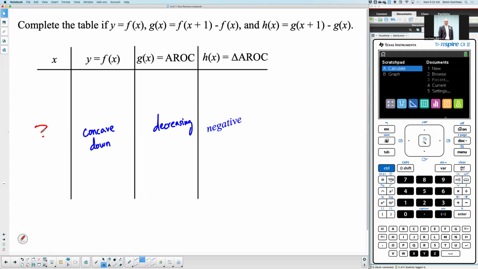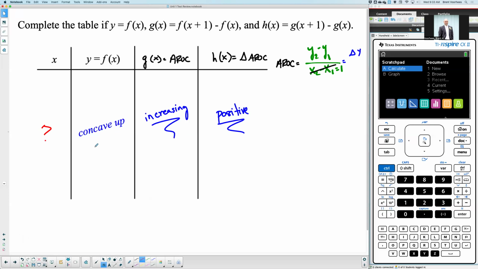They could be any values. They could be positives. They could be negatives. They could be doing anything over there. There's no rule connecting those. Does it make sense? By the way, as a visual, what does concave up look like?